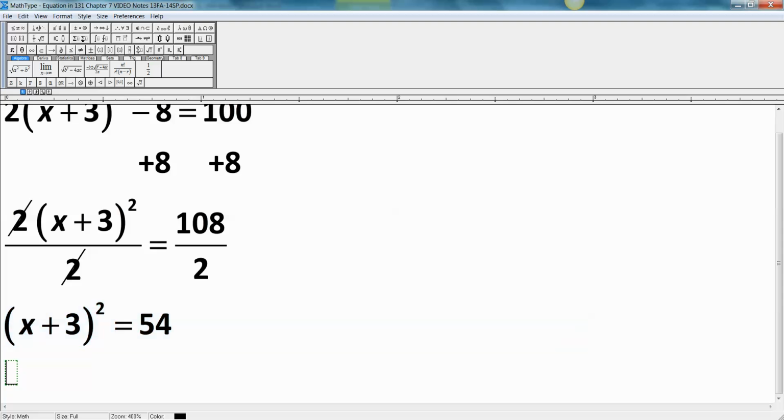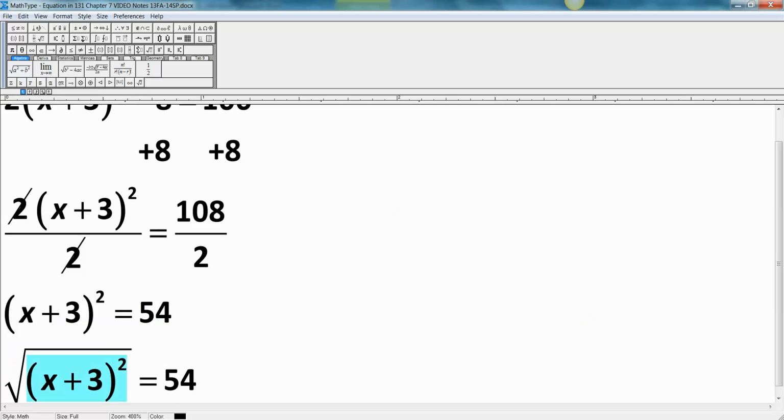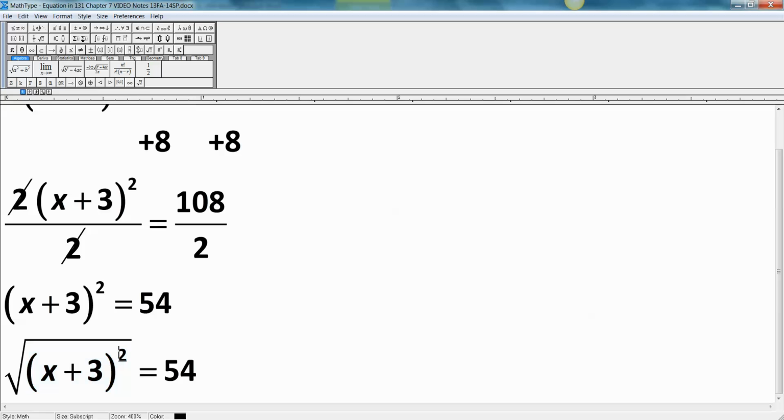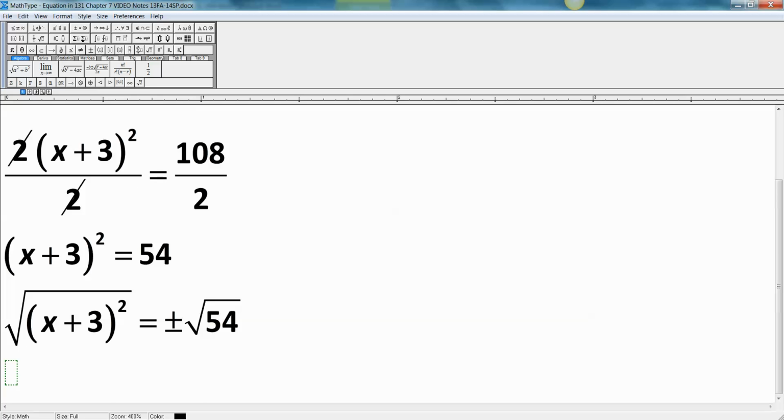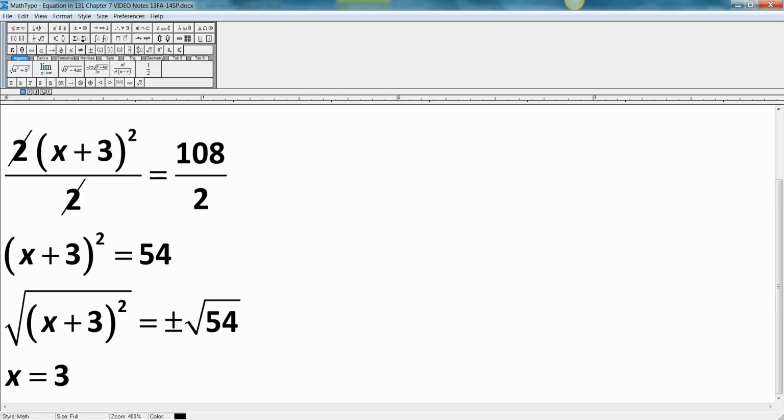We want to get the squared part by itself. So we're trying to get rid of the squaring essentially. If you want to get rid of a squaring, use its inverse operation, which is the square root. So I'm going to take the square root over here, plus or minus. So this is x plus 3 equals plus or minus the square root of 54.